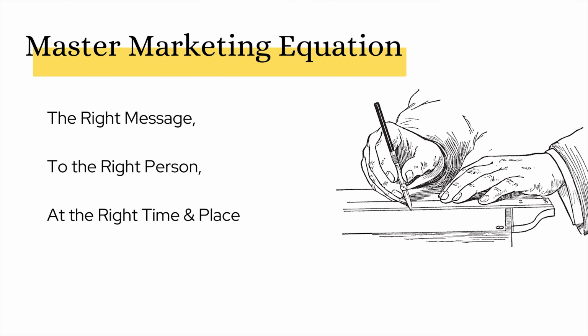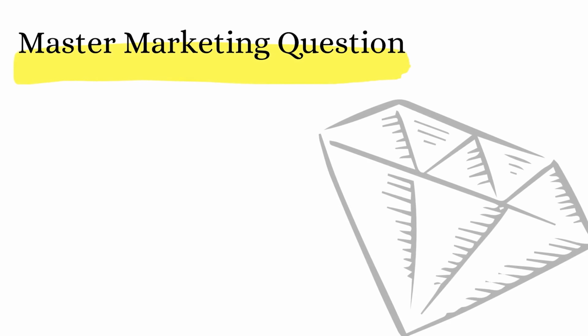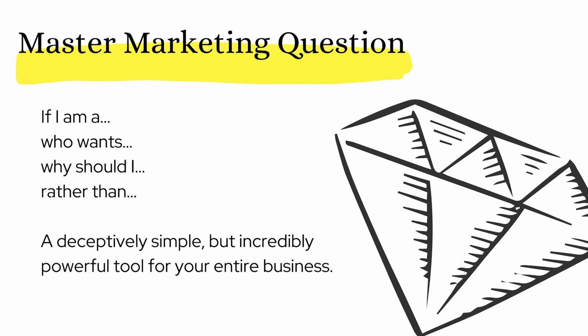So how do you do this? Well, in the master marketing equation, we have identified your right person, now to the right message. This is where I'm going to throw you another totally made up thing called the master marketing question. And that goes a little like this. If I am a who wants, why should I, rather than. This is a deceptively simple but incredibly powerful tool for your entire business.